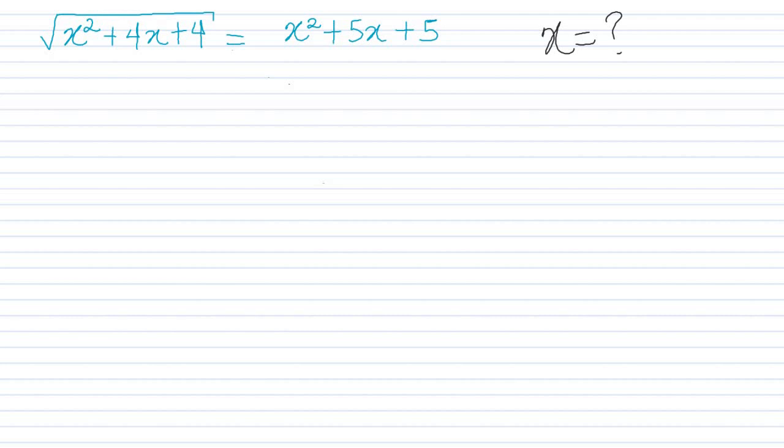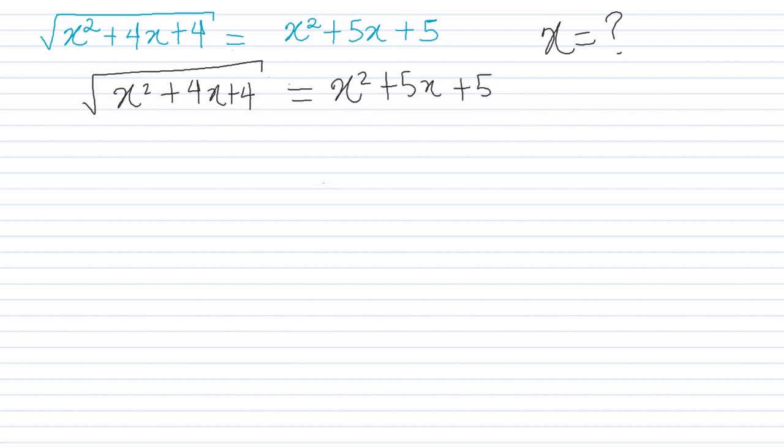So you have the square root of x squared plus 4x plus 4 equals x squared plus 5x plus 5. There are two ways of thinking about this. The first one, which is the common way, at least the way I thought about it, is x squared plus 4x plus 4, and we're supposed to solve for x. I'm just rewriting the question for now.